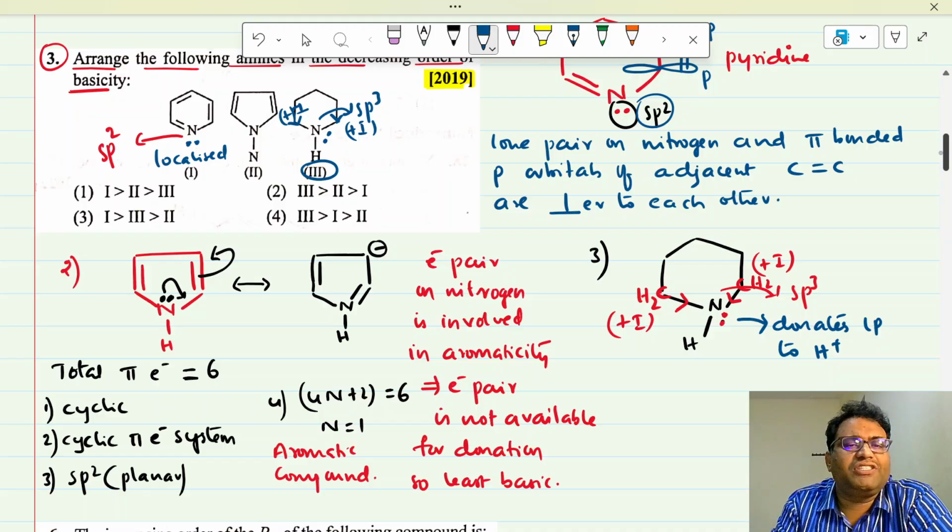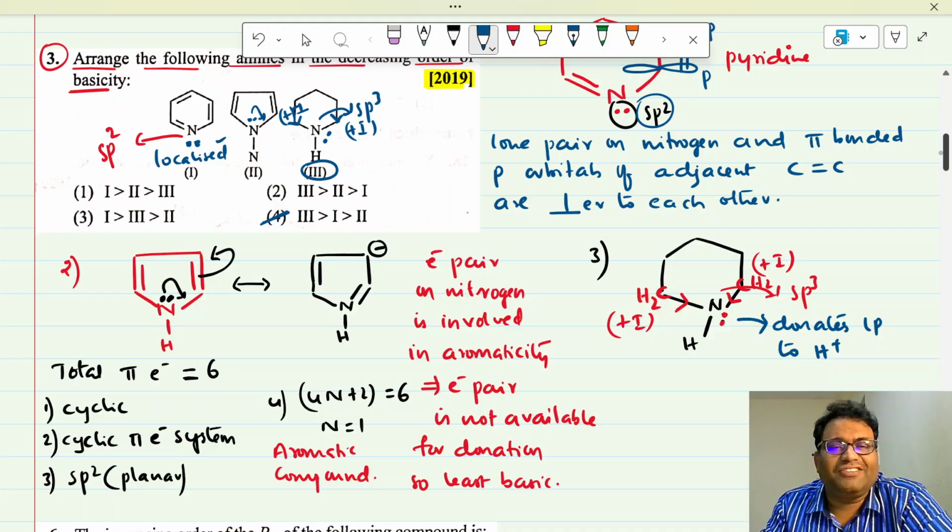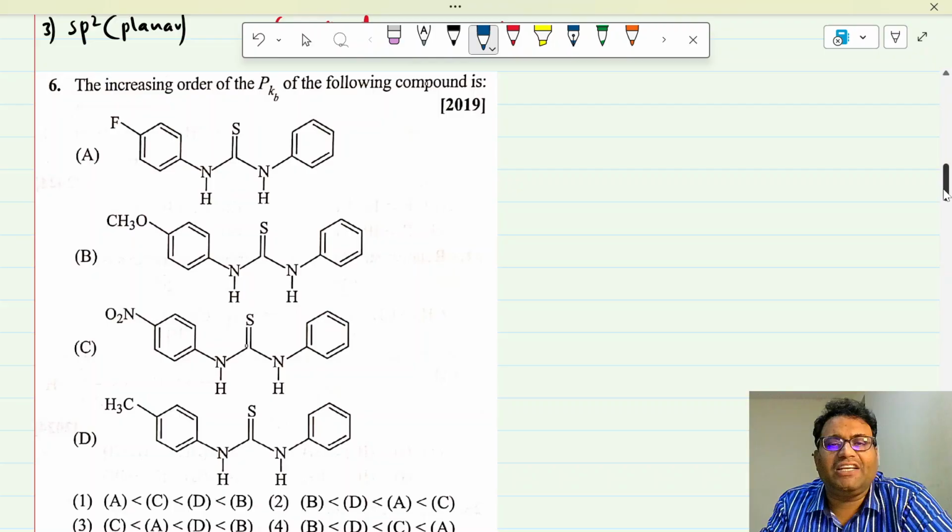After this, the one having more basic strength is the first one, because the pair of electrons are not involved in resonance. They are not delocalized, they are localized. But in the second, they are delocalized. So 3 is more basic than 1, and 1 is more basic than 2. So you will find the fourth option as the answer. Understood? Okay, so let us see the next question.